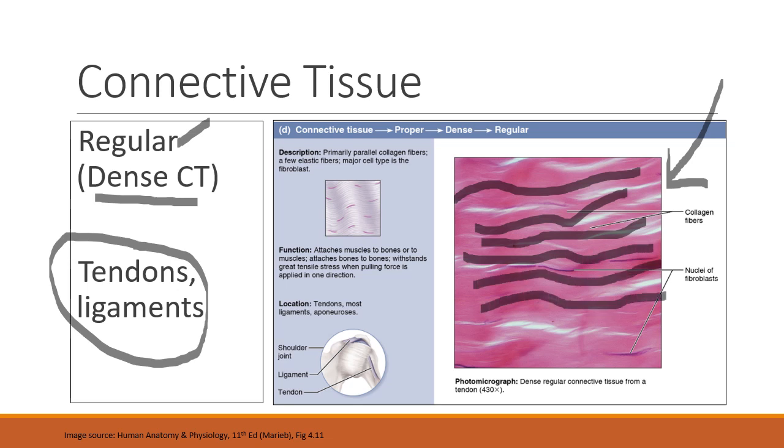Here we see some nuclei of fibroblasts. You can see that little dark spot there. But a lot of these pink fibers are collagen fibers, right? So if you imagine a tendon or a ligament, it tends to be kind of linear like this, but it's also very, very strong in order to do its function.